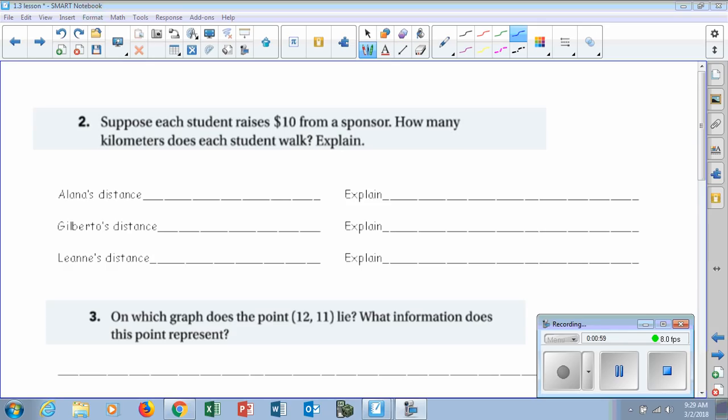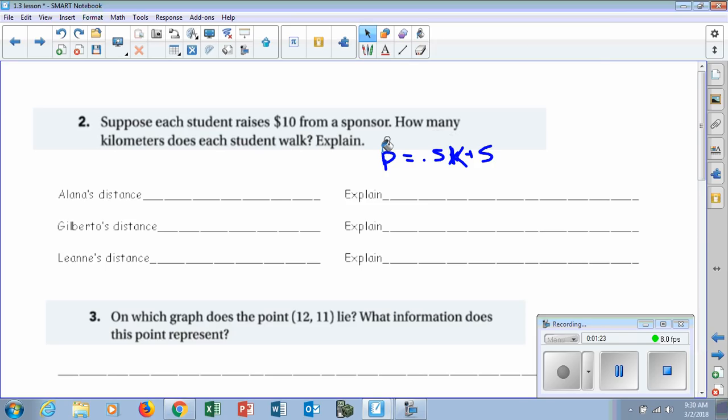We made an equation for Elena. What was that equation? We're just doing a little bit of a review from yesterday, too. It was P equals 5 plus 0.50. Oh, it was K? Okay. So we have P equals 0.5K plus 5. That's the equation we came up with. Thank you. So now if they said the students raised $10, Anthony, where should I put that in this equation to calculate the distance?